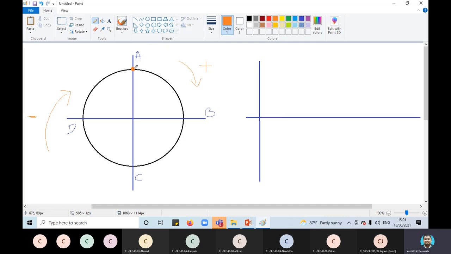Now assume you are starting at point A. Now you are at point A. Then you start moving all the way along this circumference, down to B. So you have come to B now. Started from A, walking all the way through this circumference and reaching B. The direction is positive, right? Because we are going downwards, going this way around, the direction is positive.